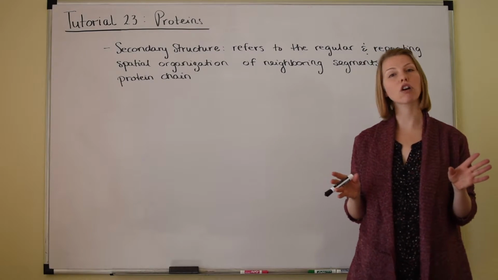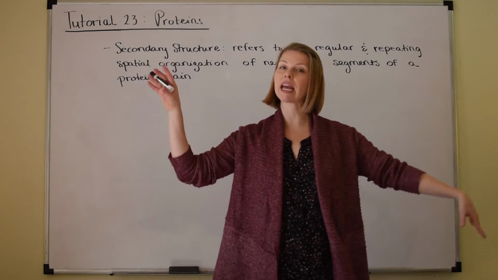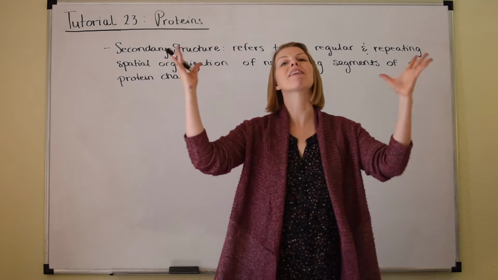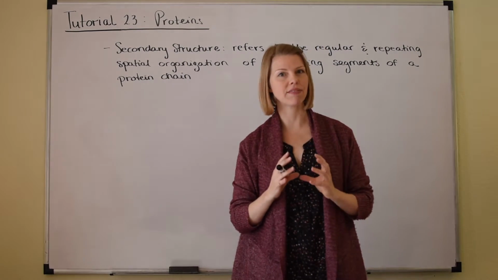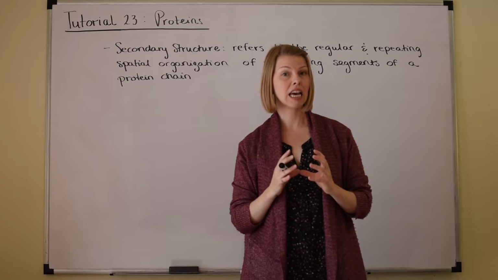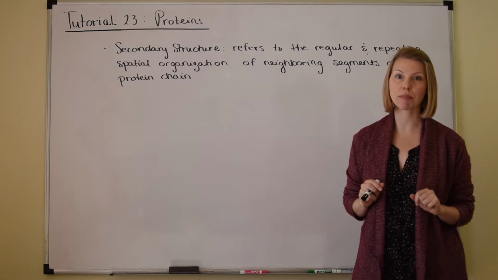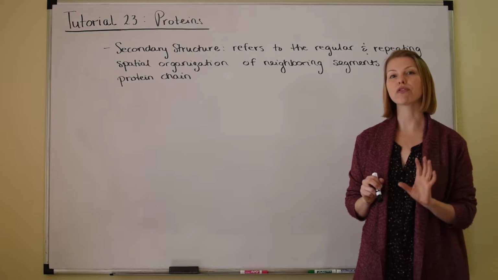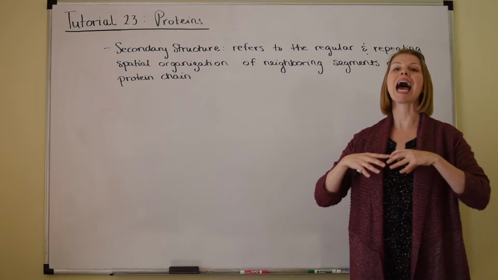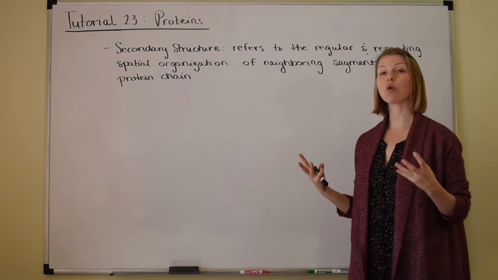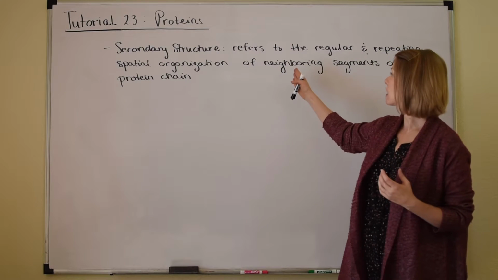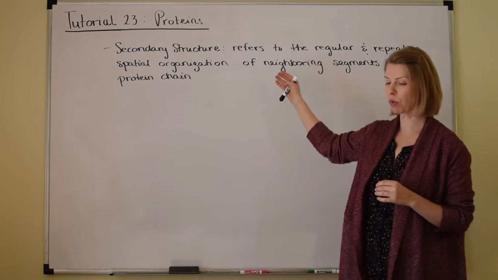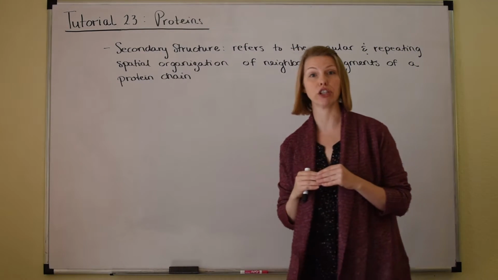So proteins are not just long chains of amino acids that flop around randomly. They have a much more specific structure than that. The next level of structure that we're going to talk about is the secondary structure. The secondary structure refers to the regular and repeating spatial organization of neighboring segments of the protein chain. It's already written on the board as well as on slide 4 for you.